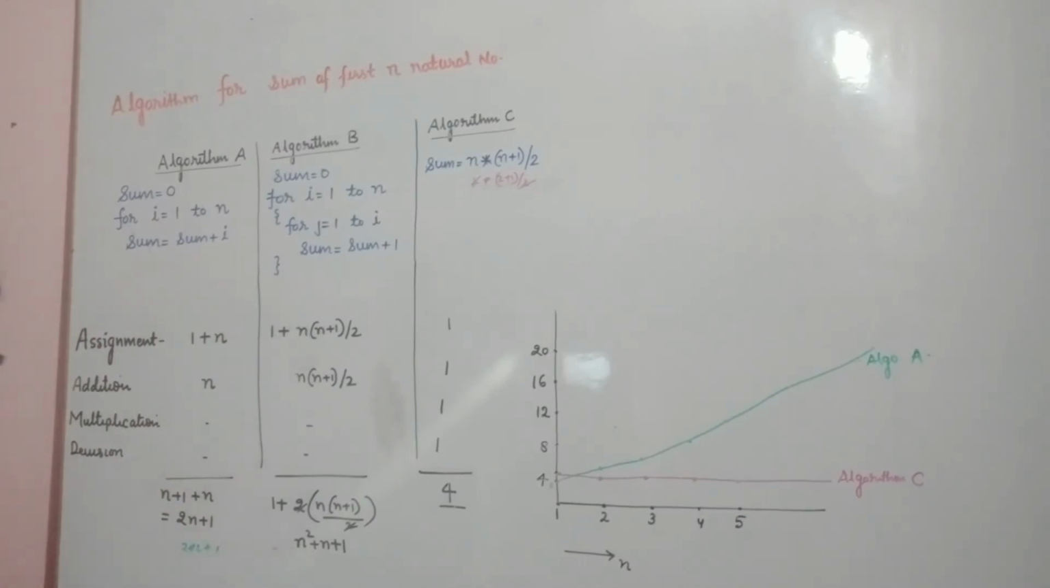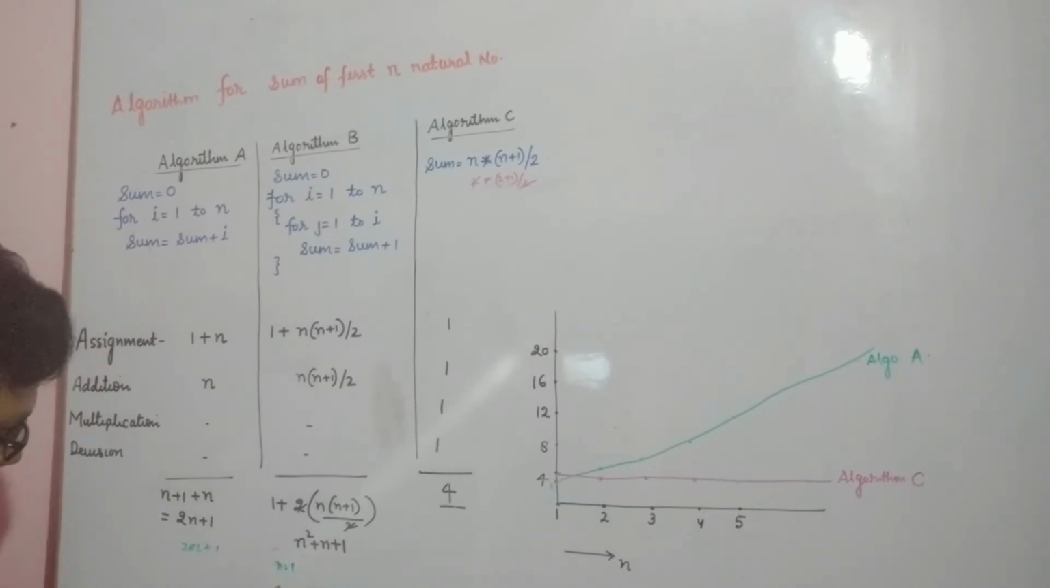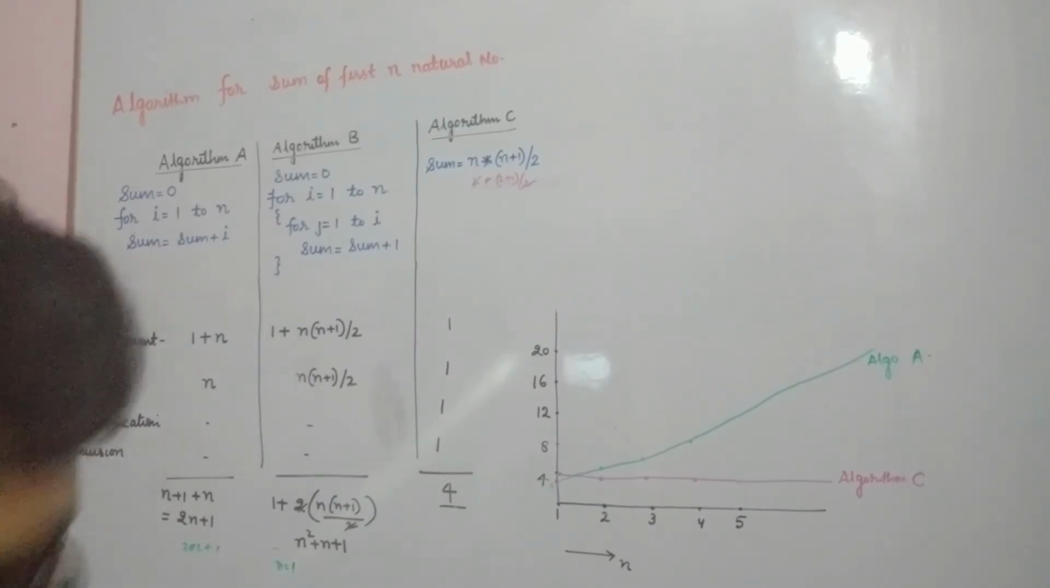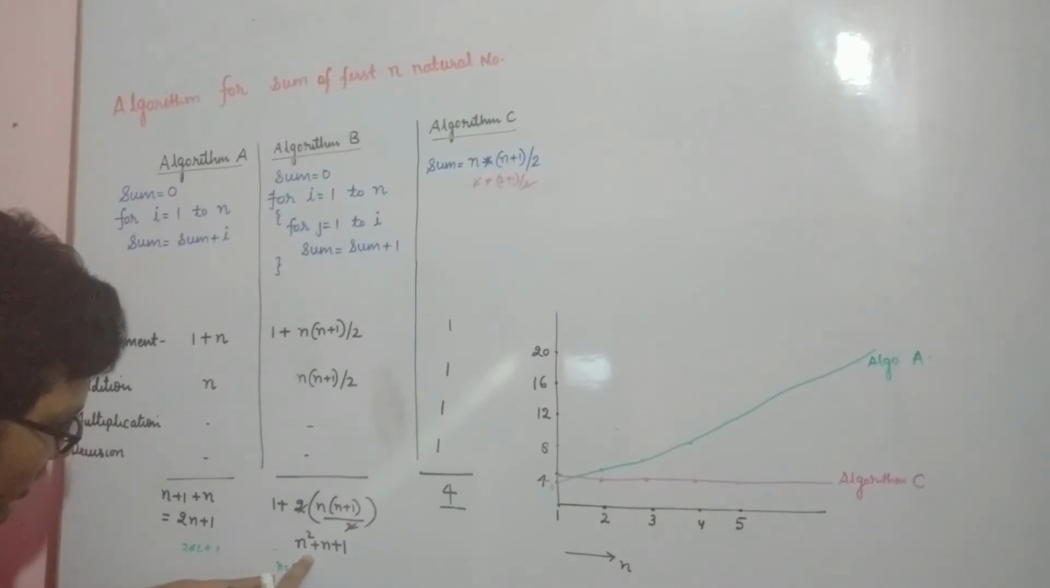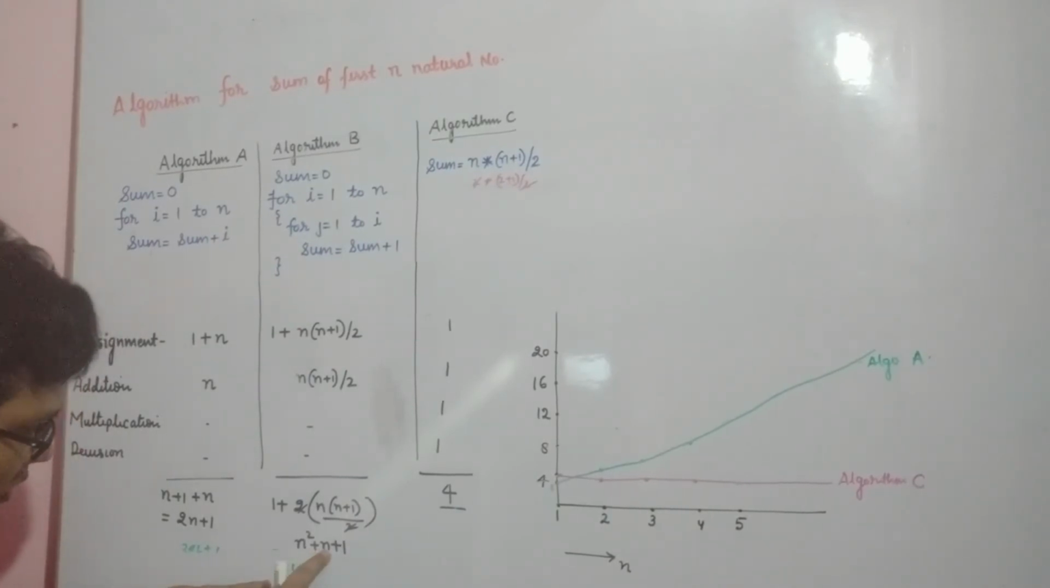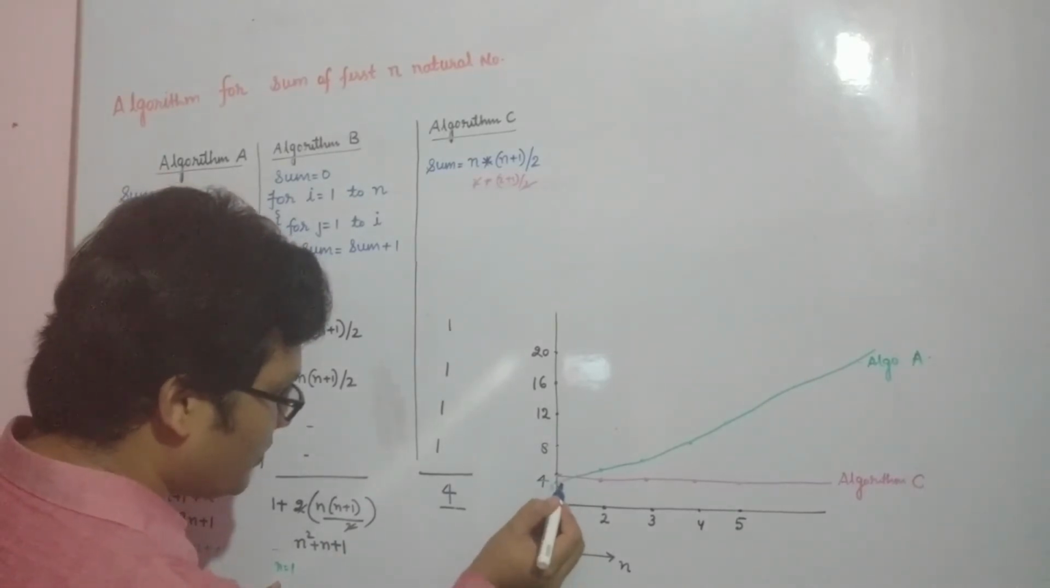Put here n is equal to 1. N is equal to 1 means 1 square plus 1 plus 1, what is that? 3. So on the input 1, the value is 3. Let me change the color. Blue. If n is equal to 1, 1 square plus 1 plus 1, that is 3. So this is again 3 for the input 1.